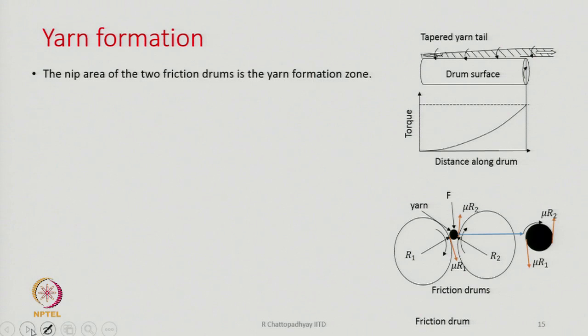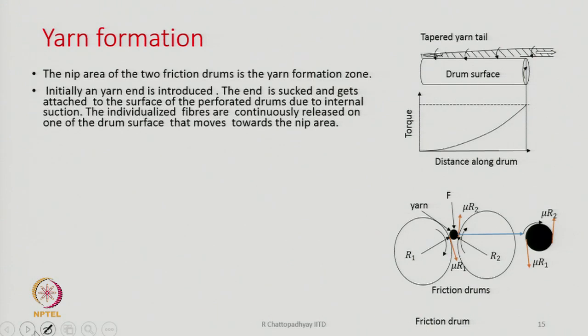Yarn formation, if we come to the drum surface, initially we have to feed a seed yarn, and then as the fibers keep coming, they get attached to the yarn already existing there, and we are pulling out the yarn. After some time, the original yarn will be taken away, and we will be left with a yarn tail which is tapered as shown in the diagram, because fibers are coming like this.